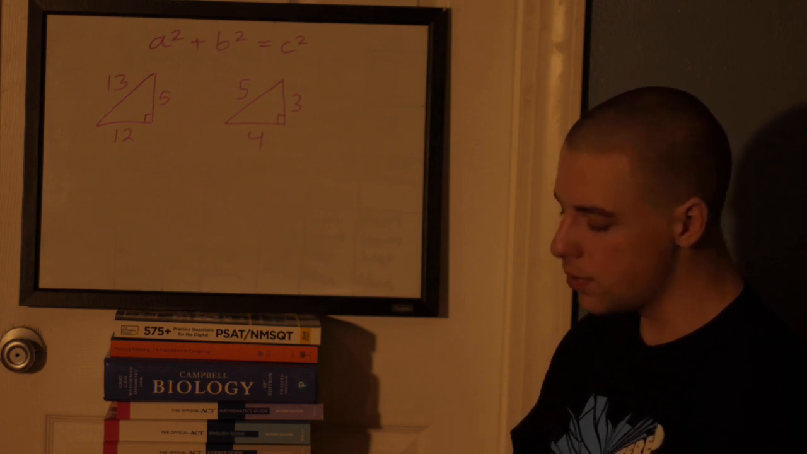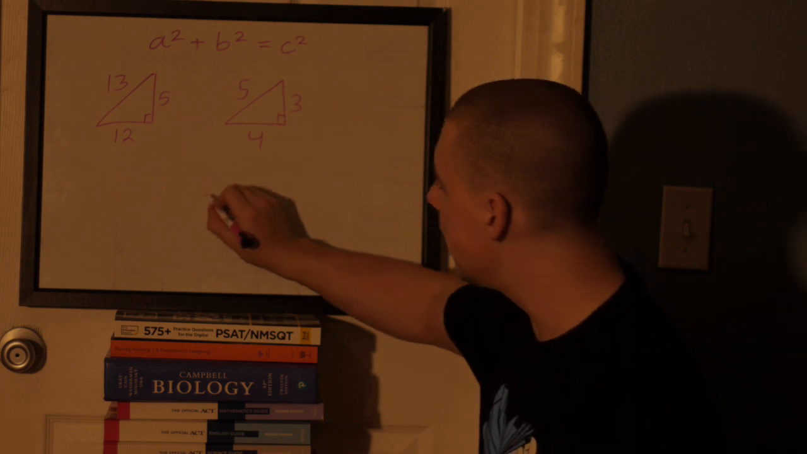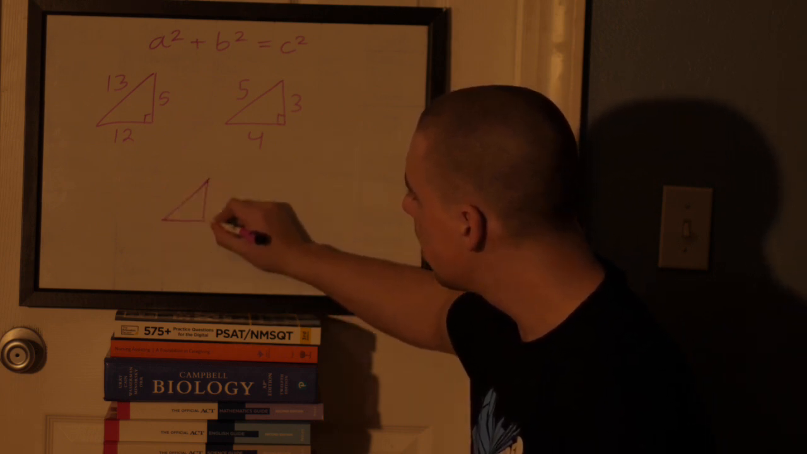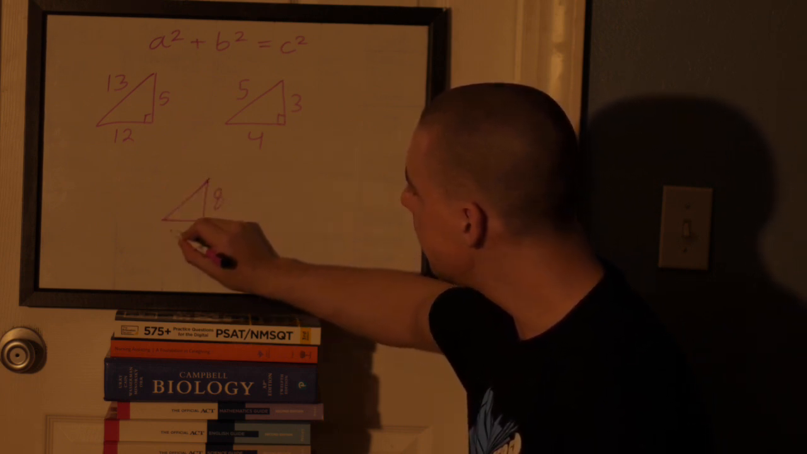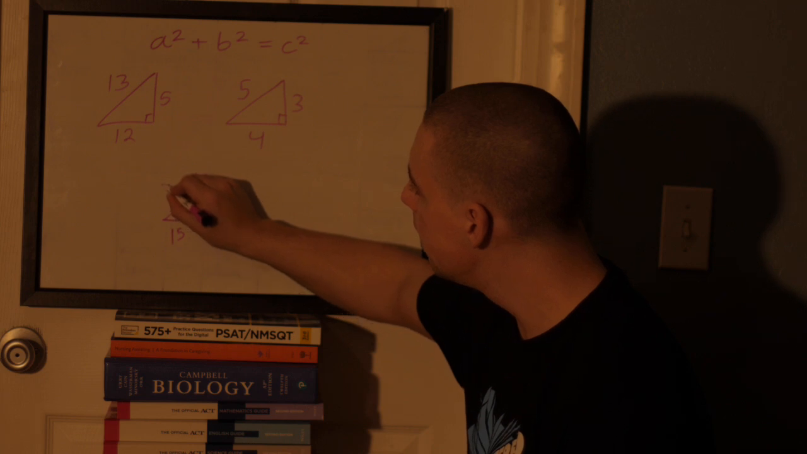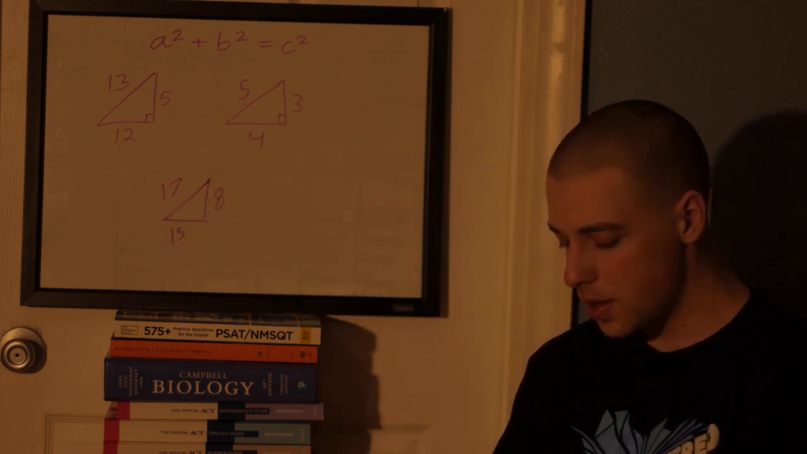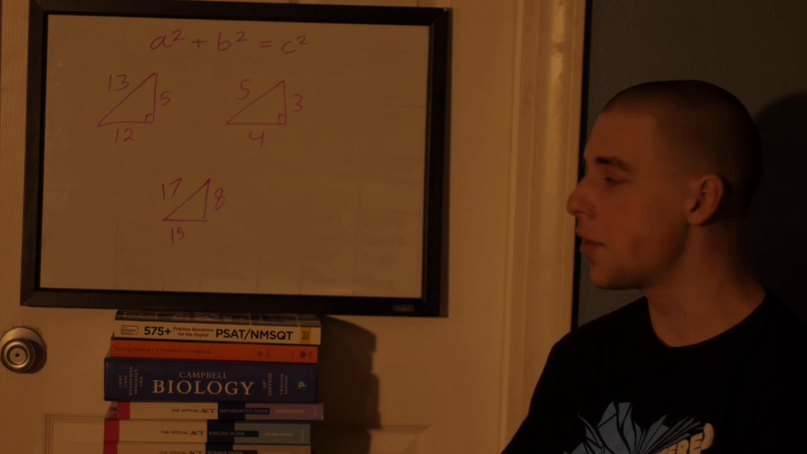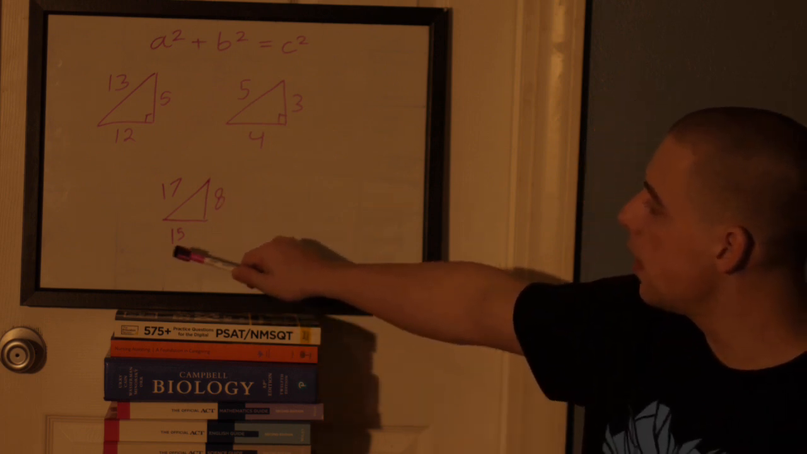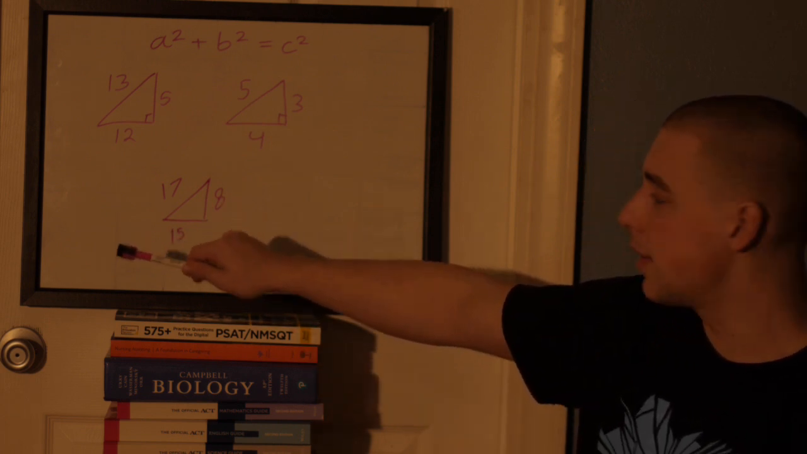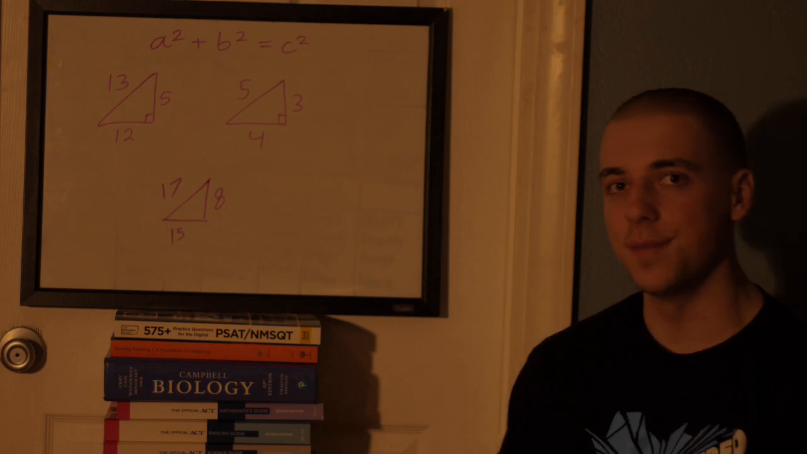But what if I told you that another right triangle with integer sides looked like this? 8, 15, and 17? It doesn't look very good, but it does work. You can plug it into your calculator right now. 64 and 225, take the square root, and you get 17.